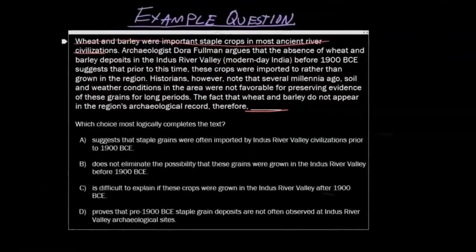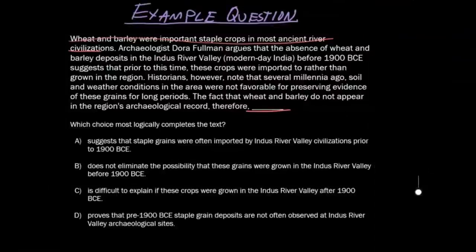So now we're going to take a look at an example question here. Alright, wheat and barley were important staple crops in most ancient river civilizations. Archaeologist Dora Fullman argues that the absence of wheat and barley deposits in the Indus River Valley, modern-day India, before 1900 BCE suggests that prior to this time, these crops were imported to, rather than grown in, the region.